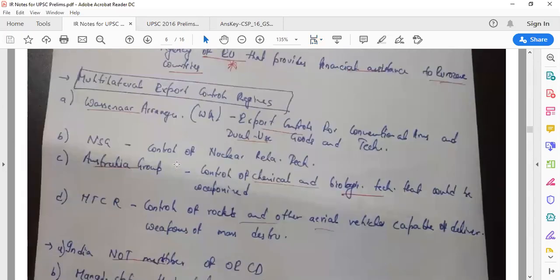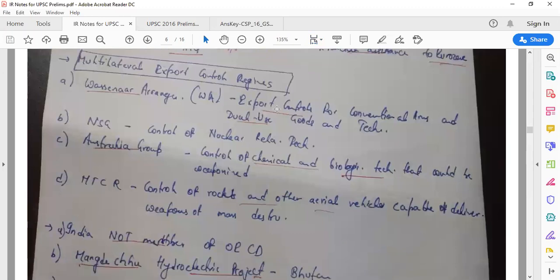Now let's talk about certain multilateral export control regimes. This was the last thing which we'll do today and then wrap up. So Wassenaar Arrangement, remember one thing, this is arrangement, not agreement. That agreement is an entirely different thing. Here we will be focusing on keywords with Wassenaar, with Australia Group, with MTCR, Missile Technology Control Regime. Wassenaar Arrangement is about export control for conventional arms and dual-use goods and technologies. Here you have to focus on these dual-use goods and technologies.